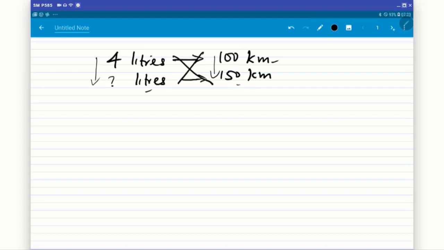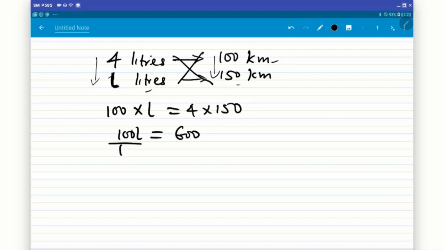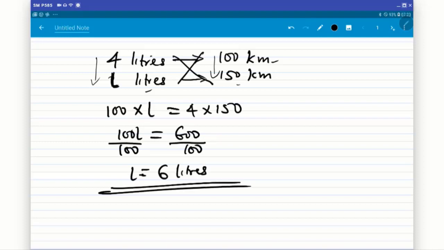So let's say this one is L liters. That means 100 times L will be equal to 4 times 150, so 100L is 600. Divide both sides by 100, then L will be 6. That means we need 6 liters to cover 150 kilometers. Yes, 6 liters to cover 150 kilometers. So that is what we need to understand here.